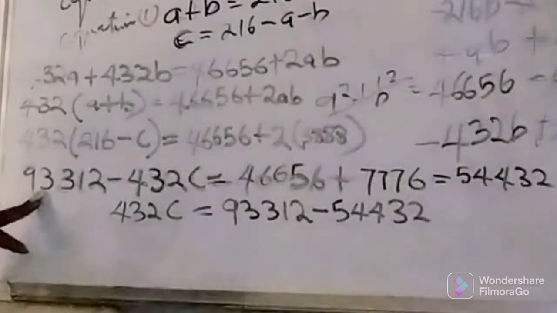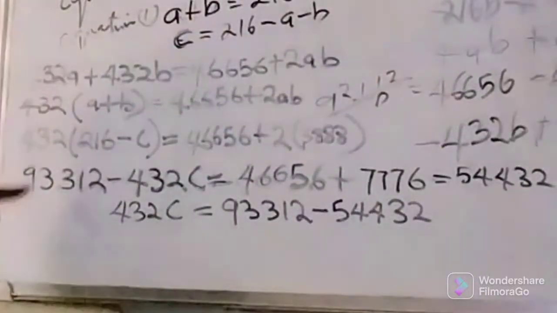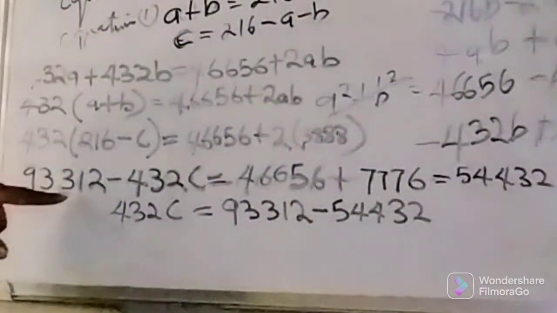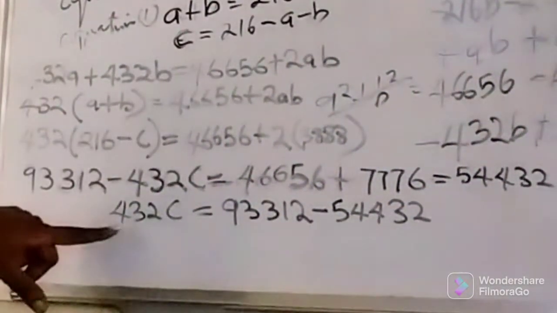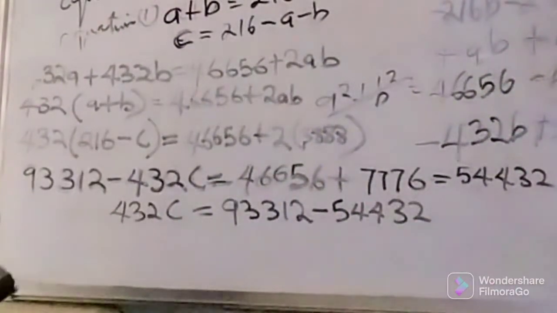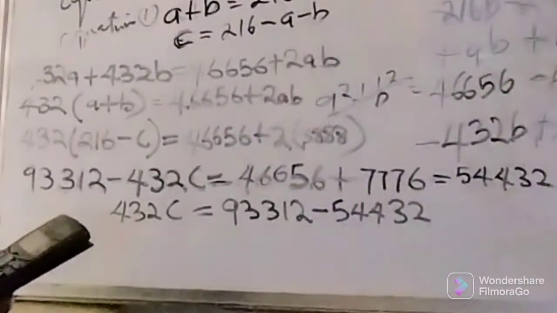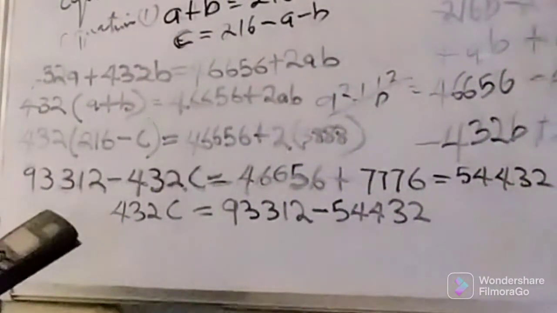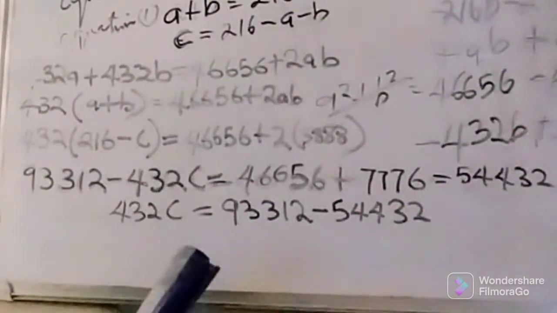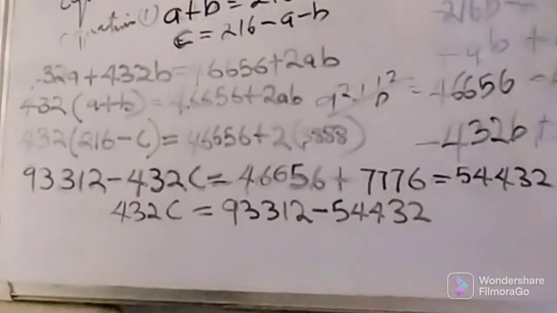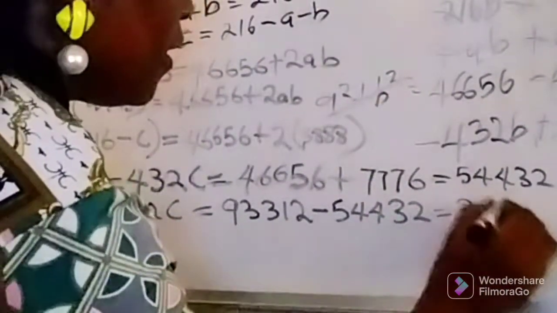Okay, this is positive, right? This solution jumped over to this side, giving us 93312 minus 54432. So when we get the result, let's use our calculator. 93312 minus 54432. So we have, oopsie, we have something that looks similar. We have 38880.